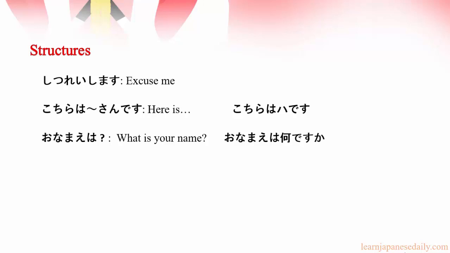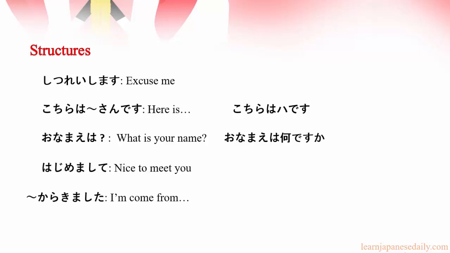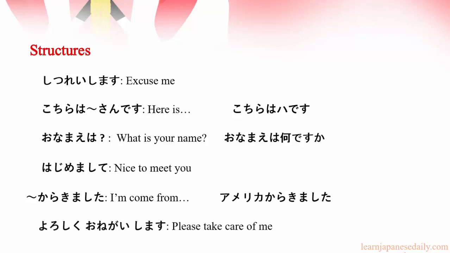After asking the name, we will introduce ourselves. First, you have to say はじめまして, which means nice to meet you. Like in English, we also say nice to meet you the first time we meet. What else? When you want to introduce where you come from or your hometown, we say から来ました. Like アメリカから来ました, I come from America. After you finish your introduction, you have to say どうぞよろしくお願いします, which means please take care of me.